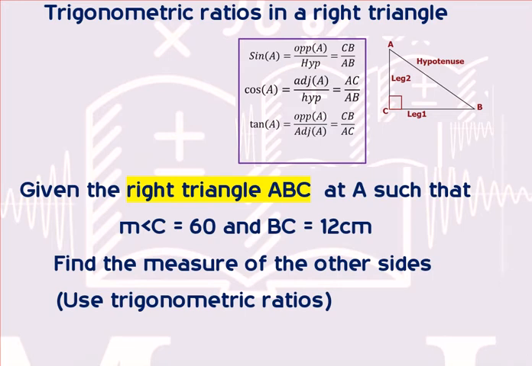So given the right triangle ABC, and please pay attention guys that if the triangle is not right, you cannot use the trigonometric ratios. So given the right triangle ABC at angle A such that the measure of angle C is 60 degrees and the measure of segment BC is 12 centimeters, the question is to find the measure of the other sides, meaning the measure of side AB and of side AC.